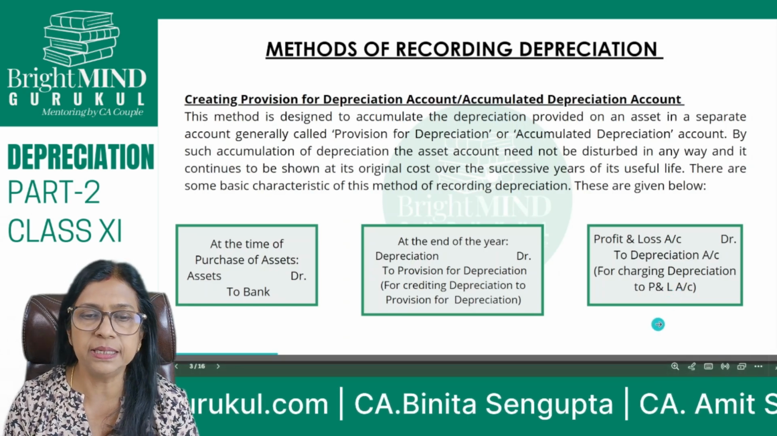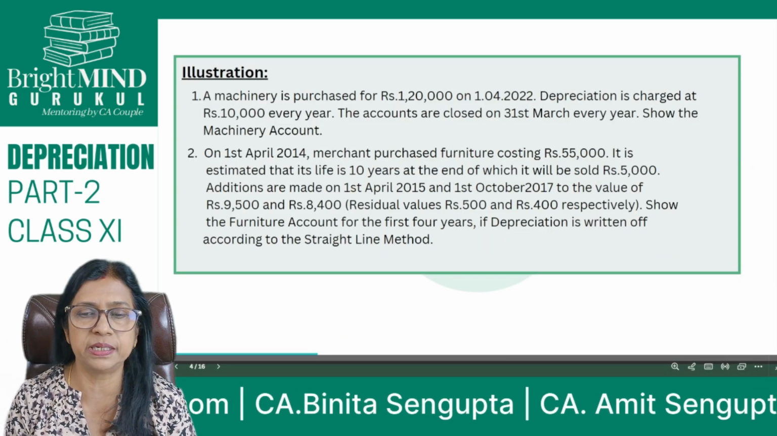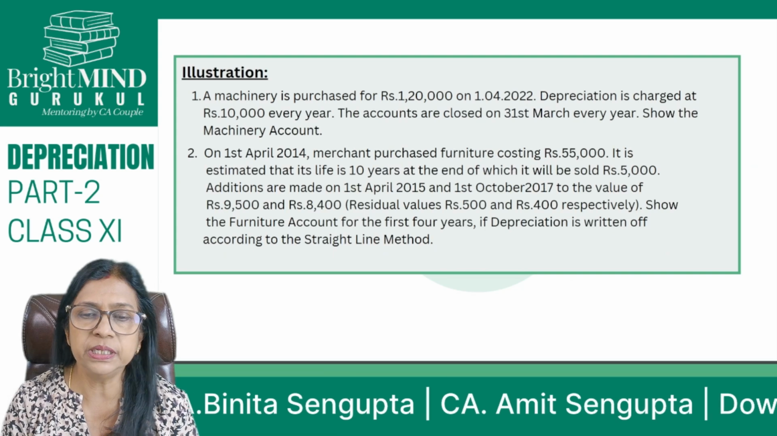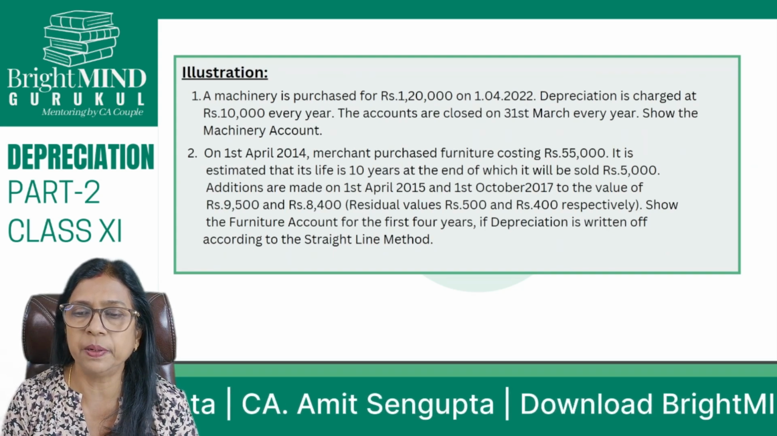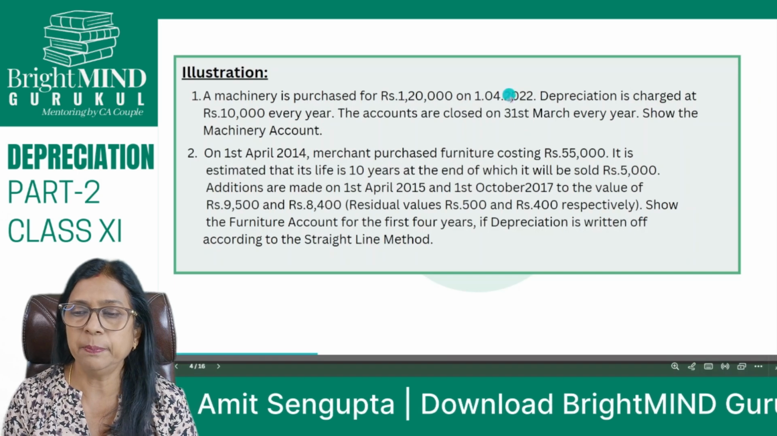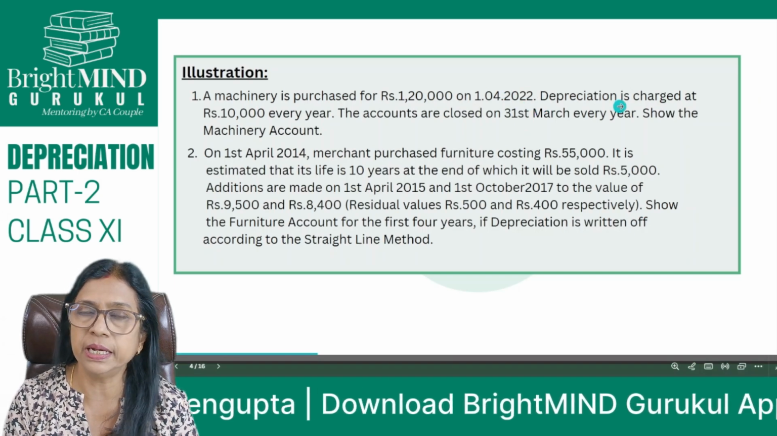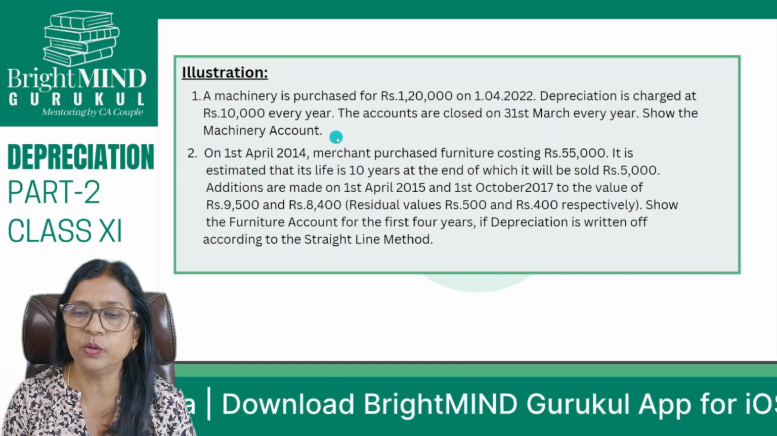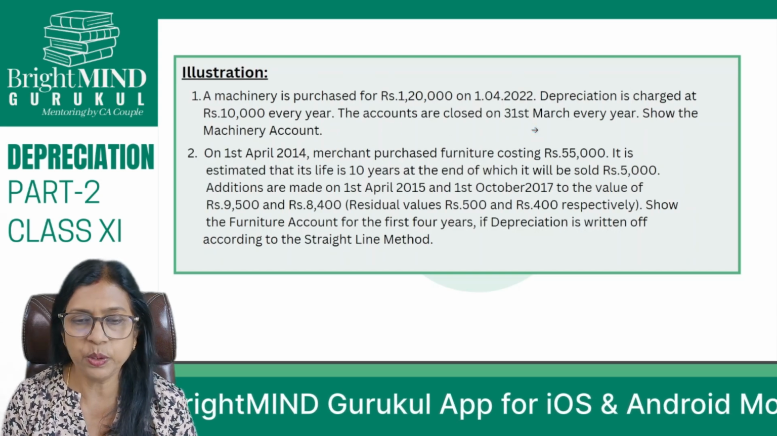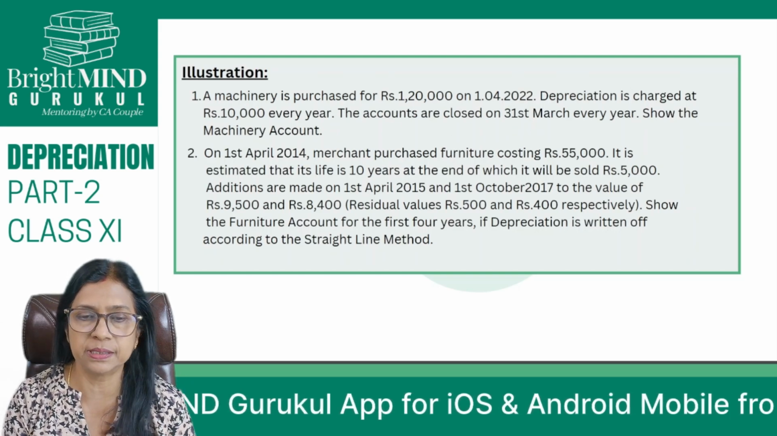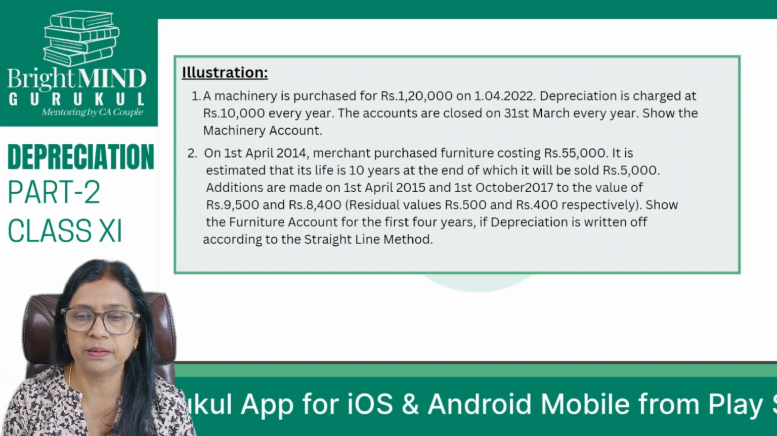Now let us understand this with the help of a small illustration. A machinery is purchased for 1,20,000 on 1st April 2022. The depreciation is charged at 10,000 every year. The accounts are closed on 31st March every year. We need to show the machinery account. So let's see under both the methods I have explained.